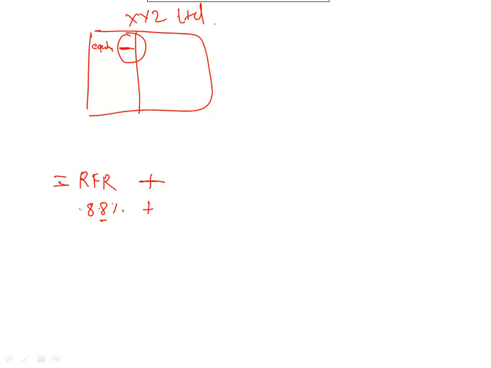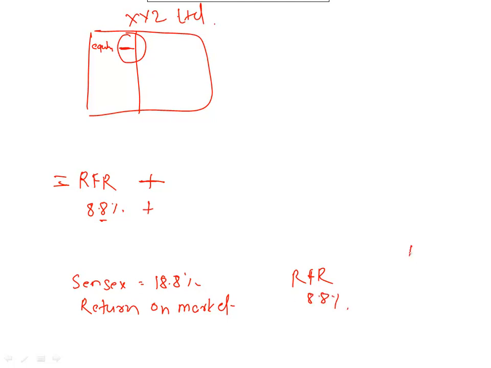So I go to Sensex and I see that in the last 1 year, what is the rate of return given by Sensex? Okay, let's say that Sensex has given a return of 18.8%. I have assumed this. So this would be called the return on market. The return on the overall market is 18.8%, whereas your RFR is 8.8%. So we will say that the market risk premium is 10%. Equity markets have given 10% over and above the risk-free rate of return.